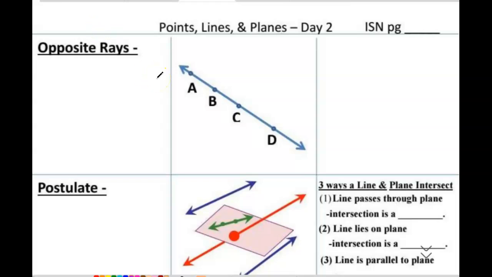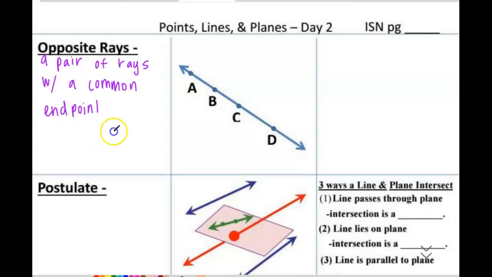So opposite rays, make sure you're writing down, is a pair of rays. What does a pair mean? Two. With a common endpoint, so they have to have the same endpoint. That form a line. Okay. A pair of rays with a common endpoint that form a line.